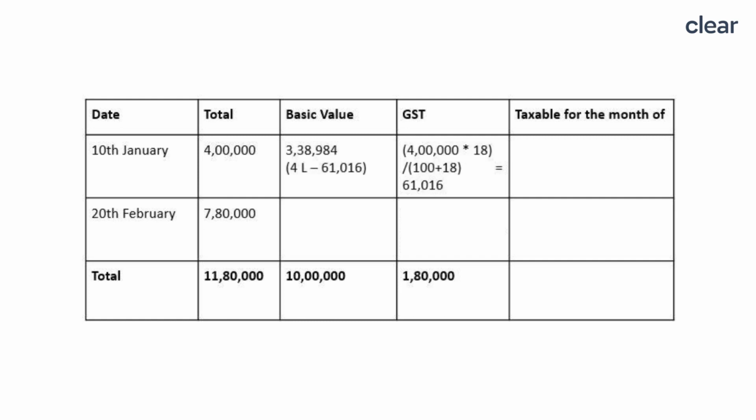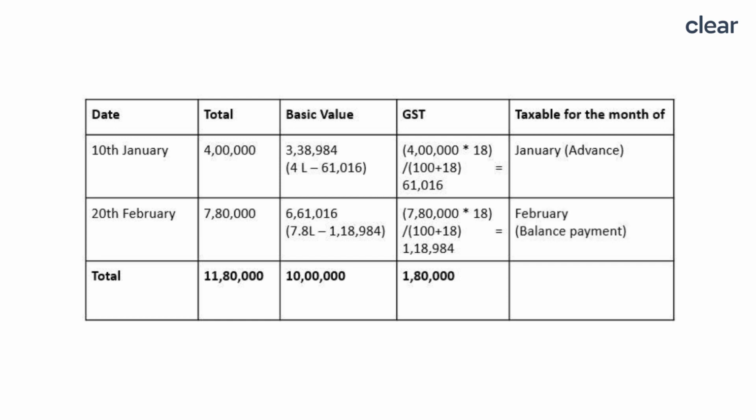When you gross up the advance of rupees 4 lakh, you will get rupees 61,016 as GST, and you have to pay this GST while filing January month's GSTR 3B. Also, when you gross up the balance payment of rupees 7 lakh 80,000, you will get rupees 1 lakh 18,984 as GST, and you have to pay this GST while filing February month's GSTR 3B.